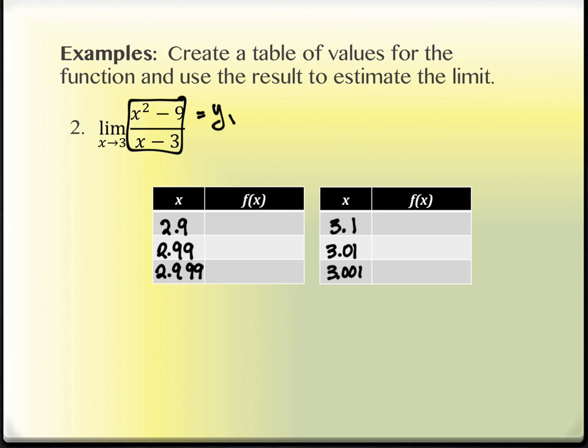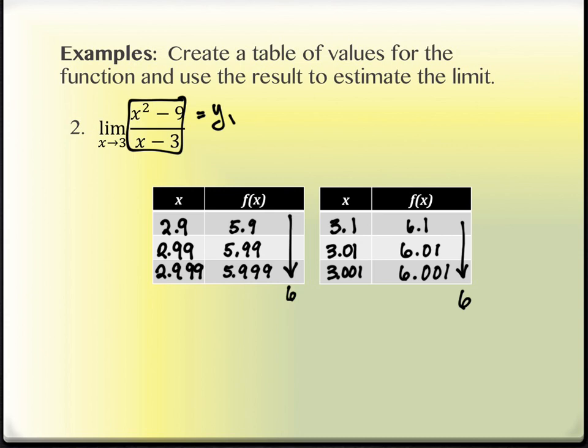What is 2.9's value? 5.9. What's the next one? 5.99. And 5.999. And if we went down this table, what does it look like the f of x value is getting close to? Looks like 6, yeah. So let's check and make sure, because we have to check both sides to make sure it really works from both sides. What if you put in 3.1? 6.1. 3.01? 6.01. And the last one? 6.001. And as you go down this table, you also get 6, right?